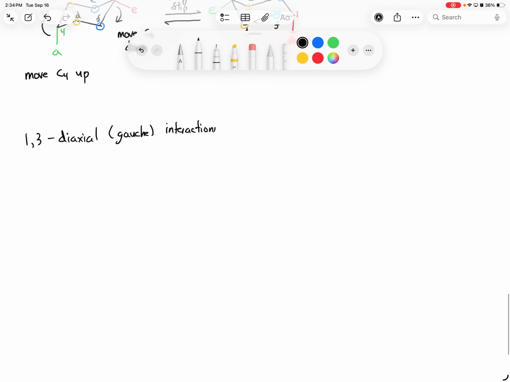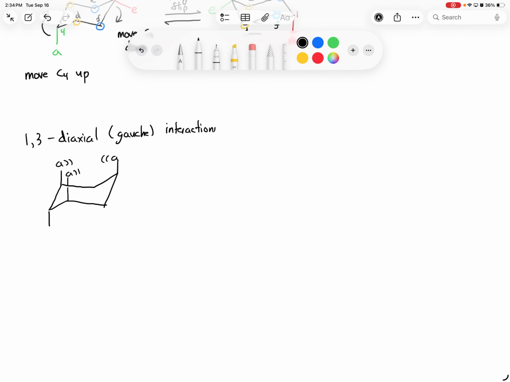All right. So what this means is if you draw a chair structure here, the axial positions, that's where we see interactions. If we have all these axial positions, they are going to interact with each other and cause strain in the molecule. So that's where we get all these gauche interactions.